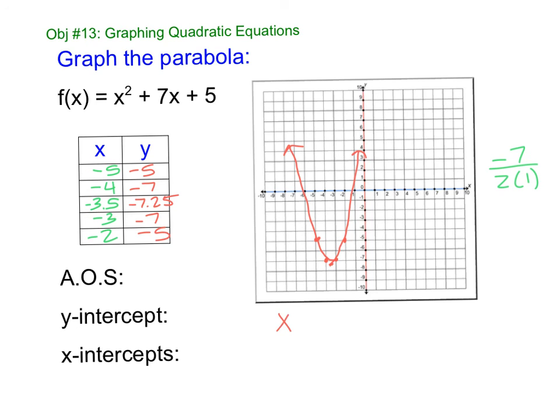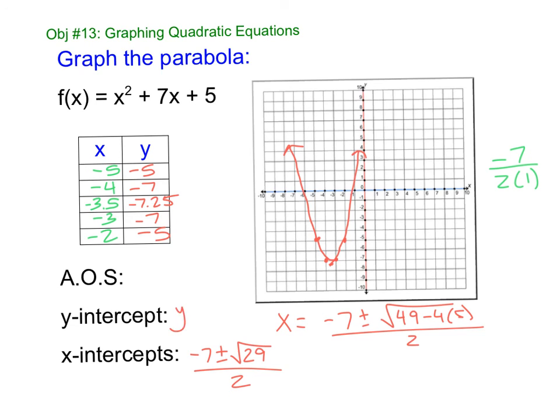So then quadratic formula again. Negative 7 plus or minus the square root of 49 minus 4 times 5, all over 2. So that's negative 7 plus or minus root 29 all over 2. I'm just going to leave it like that. My y-intercept is 5, right? It's wherever, when you let x equal 0. Axis of symmetry, x equals negative 7.25.